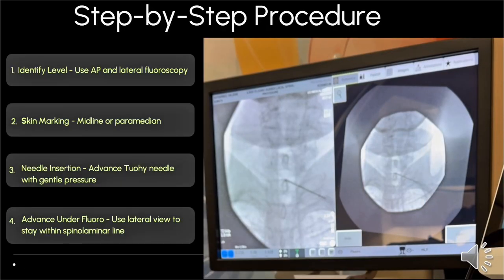Identify the level with AP and lateral fluoroscopy, with the most common entry site at C7-T1. Mark your entry, and anesthetize at the entry point at midline or paramedian point. Advance the TUI slowly with controlled pressure, never force. Advance under direct fluoro observation. On lateral, the needle tip must not pass the spinolaminar line. If you're anterior to that, you're in danger territory. Stop and redirect. In this video, you will see real-time identification of the entry point and advancing of the TUI in AP as well as lateral imaging.